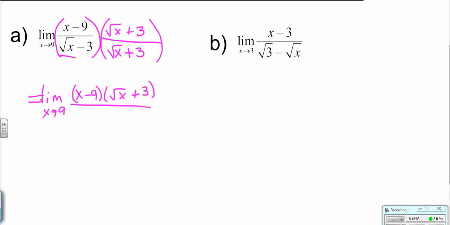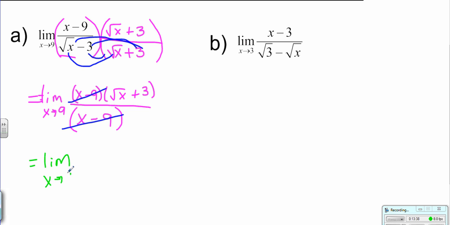When I FOIL my bottom, I'm going to have the square root of x times the square root of x. That is x. The middle terms end up being one of them being positive, one of them being negative. They go away. They balance to 0. And then I'd have my last times my last, which is going to give me negative 9. If you want to, put parentheses around that so that you recognize that the top factor and the bottom factor eliminate each other. They cancel away to 1. That gives me the limit as x approaches 9 of the square root of x plus 3.